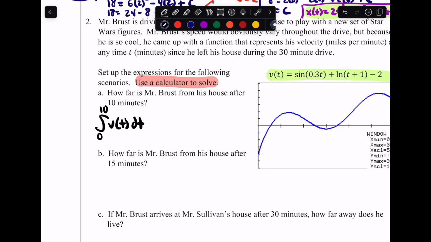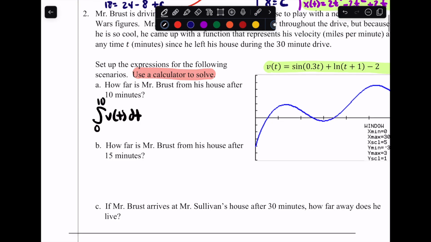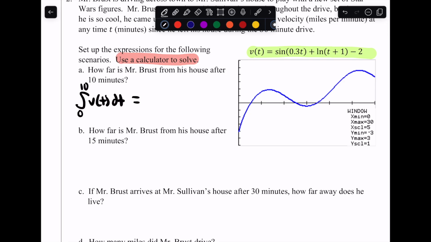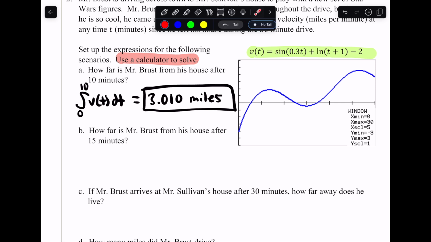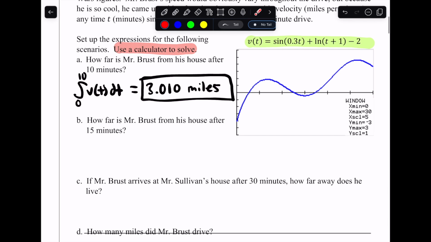And if we find that integral using our technology, this is going to be equal to 3.010 miles, is that distance that Mr. Brust is from his house after 10 minutes. And again, that's coming from integrating that velocity function to find that change in position from t equals 0 to t equals 10.